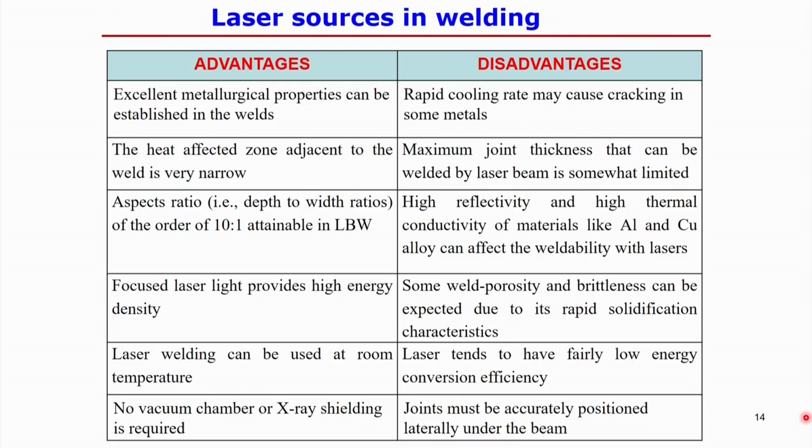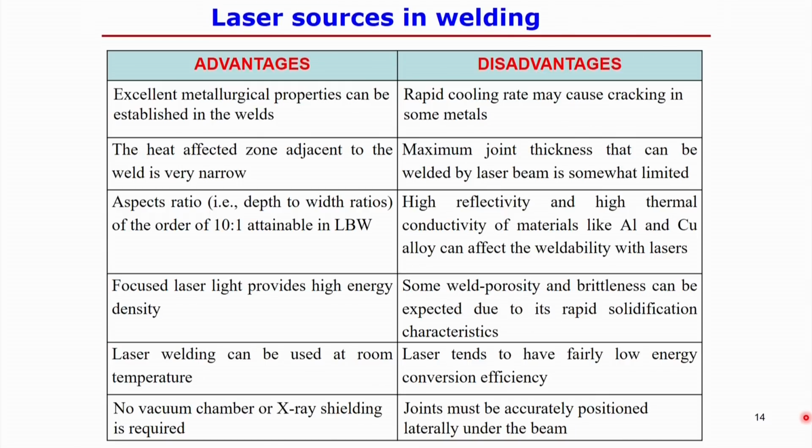Aspect ratio means the depth to width ratio, the weld depth of penetration and the width of the weld zone. In laser welding this ratio is relatively higher as compared to other welding processes. It can be achieved as 10:1, for example if we use the fiber laser, we can achieve this kind of depth to width ratio.